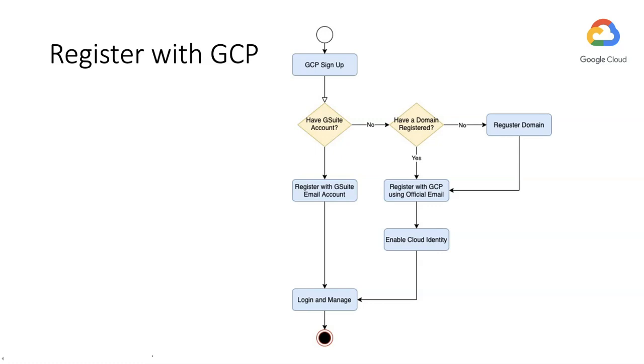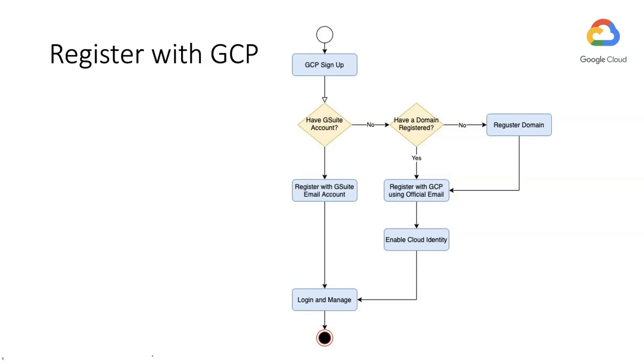So here's the process for registering with GCP. You should either have a G Suite account or a Gmail account, or you have a domain registered and your own LDAP service and servers, on-premise services with you. If you have a G Suite account or Gmail account, you can go ahead and register straight away with Google, and you'll see that in the next lecture.